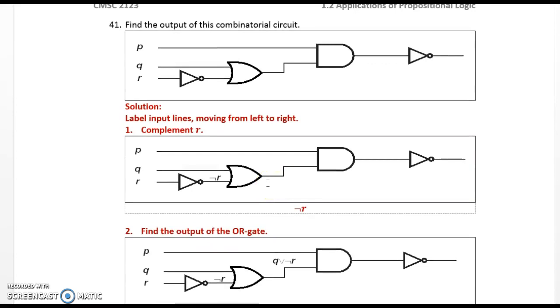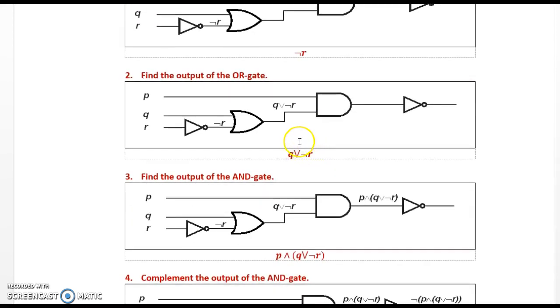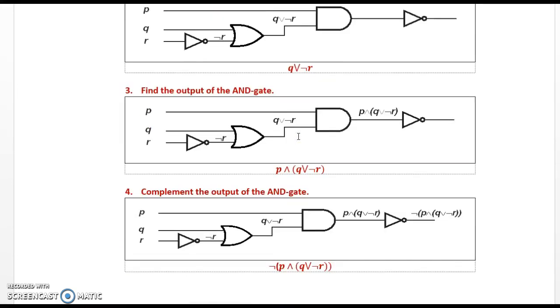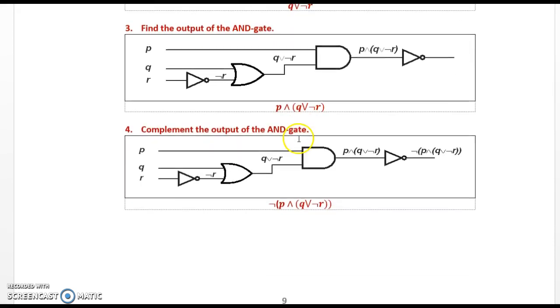41. Find the output of the combinatorial circuit. Solution. We label the input lines moving from left to right. The first thing we do is complement R. The next thing we do is find the output of the OR gate, which is Q or not R. Next, we find the output of the AND gate, which is P and the quantity Q or not R. Finally, we complement the output of the AND gate, having the complement of the quantity P and the quantity Q or not R, as we see below.